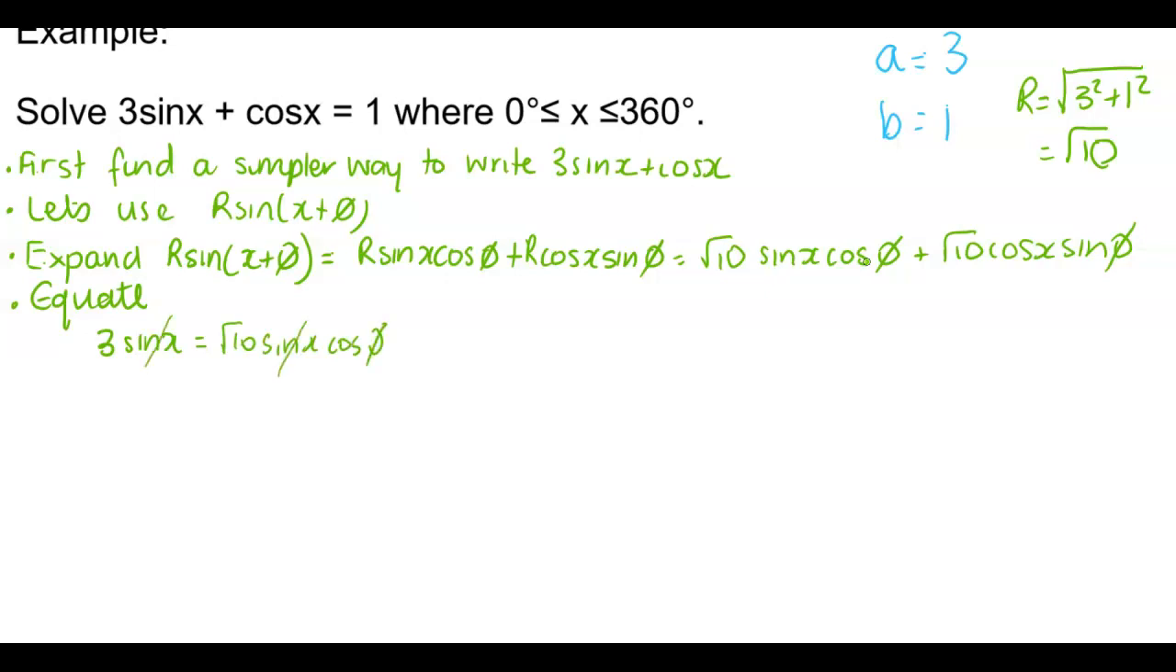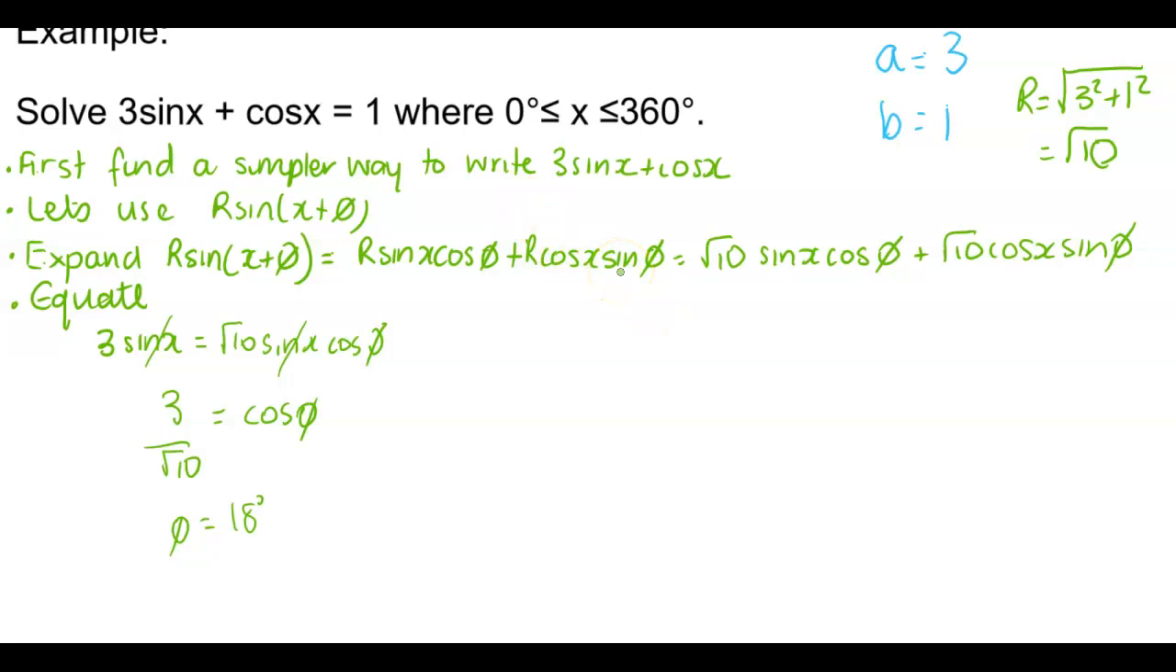The sines are cancelling out, so I'm left with 3 over root 10 is going to be equal to cos of theta. Well, it's cos of 5, but I'm going to call it theta. So theta is going to be equal to, let's pop that in the calculator. Okay, so that's going to be equal to 18 degrees. So let's look at equating the other side. Now I'm going to write that down a little bit quicker this time.